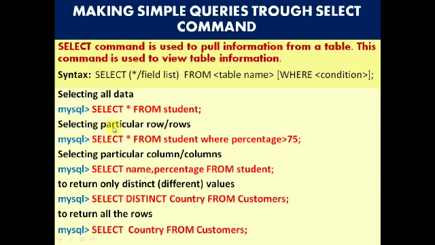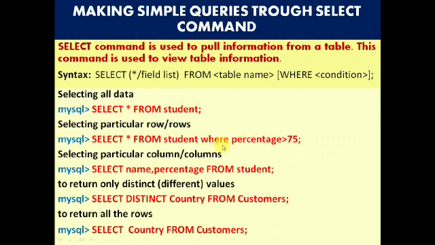The next is selecting a particular row or rows. If you want to select a particular row from a table, then you have to specify a condition after where. Here after select we have written an asterisk. It means it takes all the columns from that table, but since we have specified the condition after where, percentage greater than 75, it will filter only those data where the percentage is greater than 75. So basically where is used to filter your data.